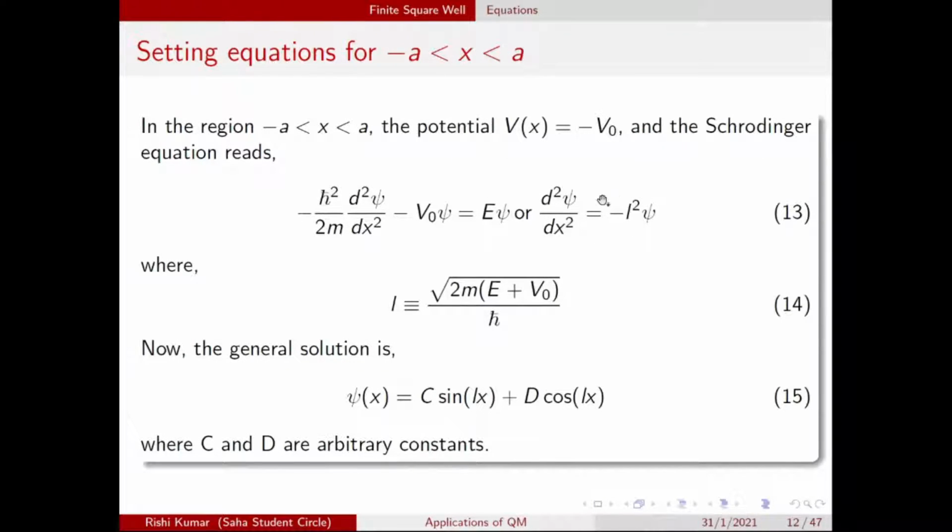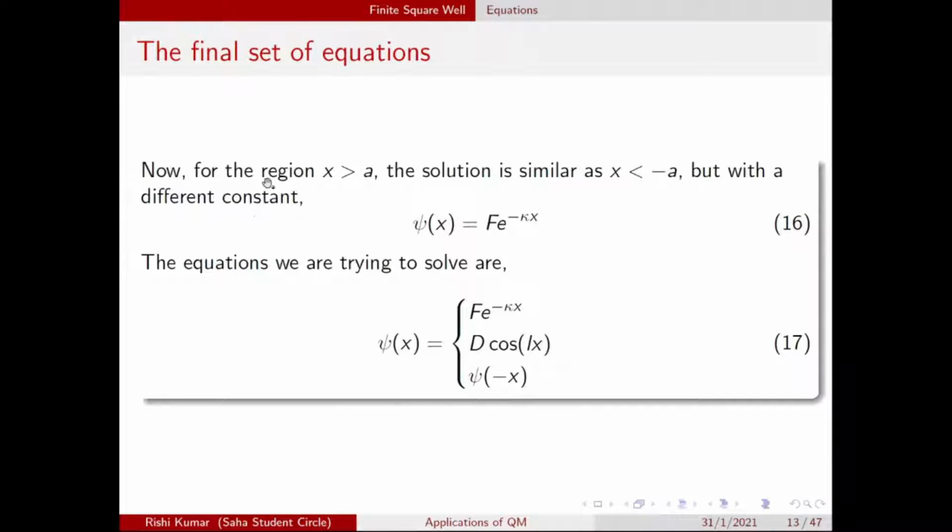Okay, and the solution for this term right here is again similar to our infinite square well potential. So psi of x equals C sin(lx) plus D cos(lx), where C and D are just some arbitrary constants. You don't need to worry about that. Now for the region x greater than a, the solution is very similar to x less than negative a, because they're both essentially the same, but with a different constant. So here psi of x equals Fe^(-kappa x).